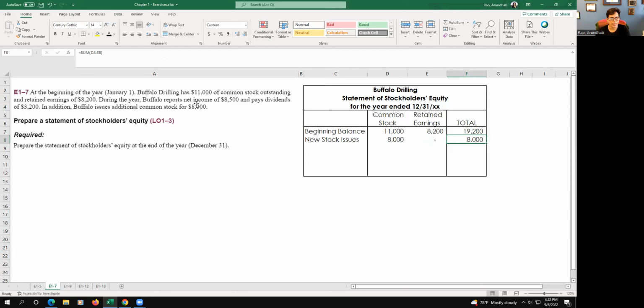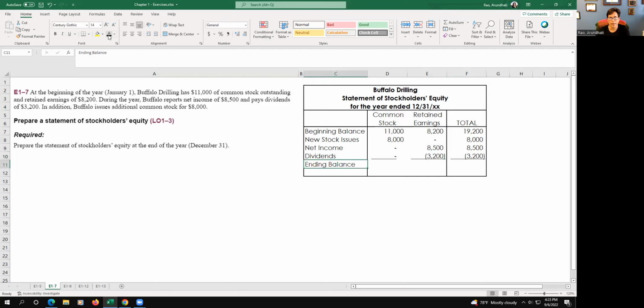We report net income. So let's write that down. Net income. Net income does not affect common stock. It affects retained earnings. You add 8,500. And then finally, we have dividends. Dividends, again, do not affect common stock, but they do affect our retained earnings. Dividends are paid out of retained earnings. So I subtract minus 3,200. When you add across, it's minus 3,200.